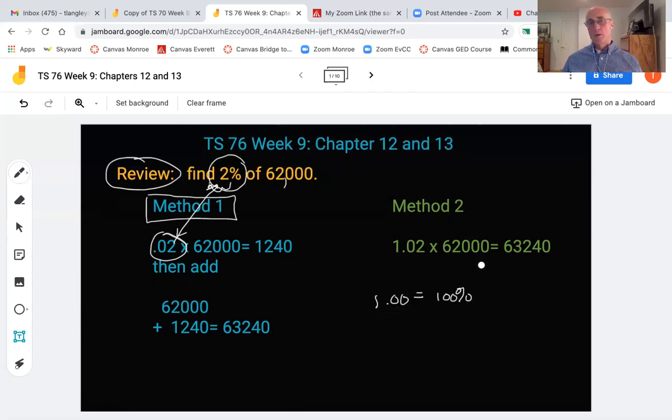So I can multiply that real fast times it and get my answer of the total I'd have to pay with a 2% increase on that $62,000 loan, or 2% interest rate, or whatever it is. So that method 2, you can do it in one step, but you got to convert it to the right percentage up front. All right, so that's just a little review.